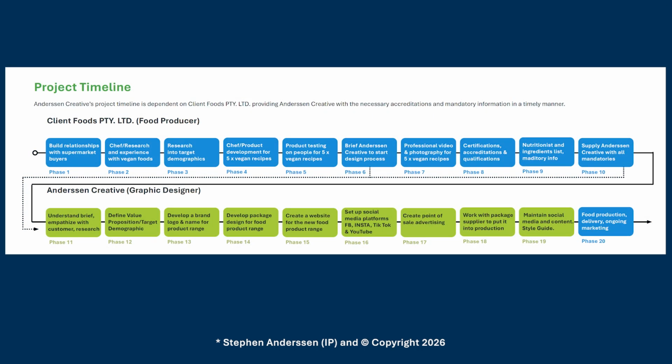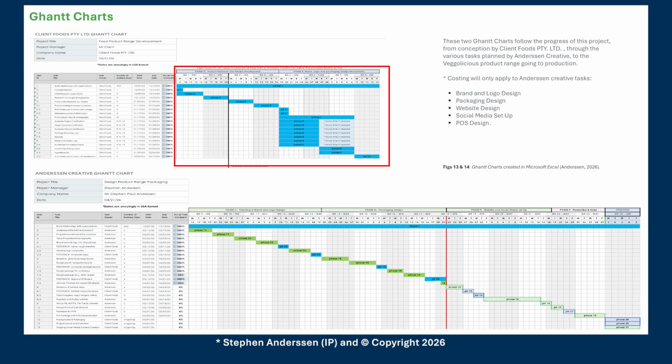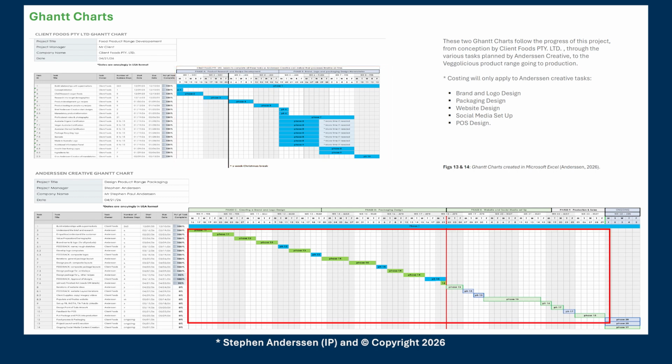So then I've made a project timeline, which is a visual representation of what tasks need to happen in what order. Now you'll see the blue tasks, they're all Client Foods Proprietary Limited. Things like having to make the recipe and research and their facilities within their organisation of how they produce the actual product. And that's where I come in at phase 11 with the green. All the green boxes show my process of what I need to do, all the way through to production to the end.